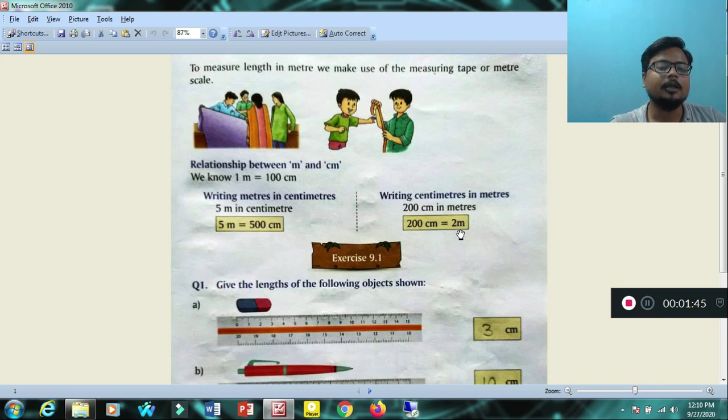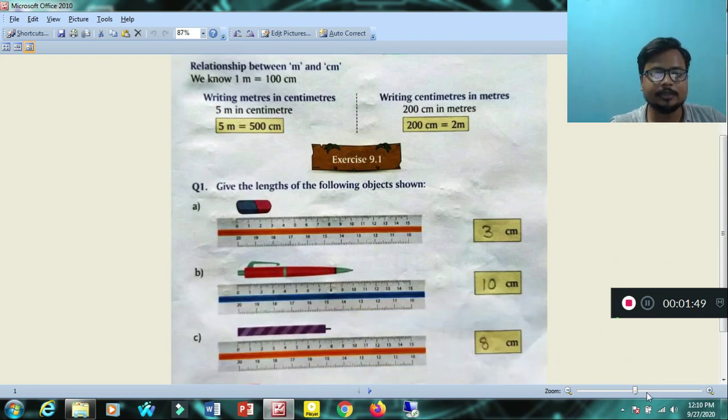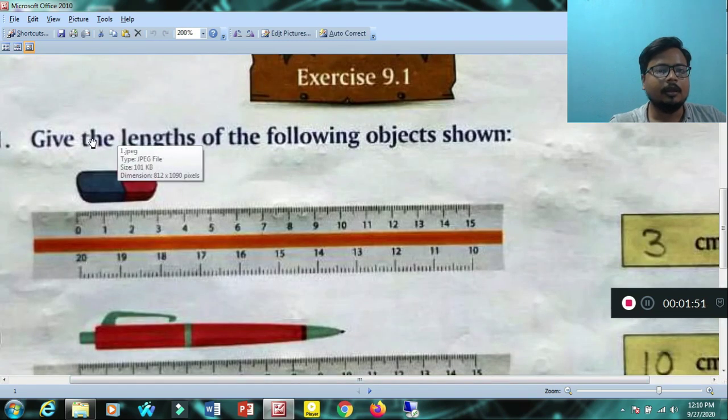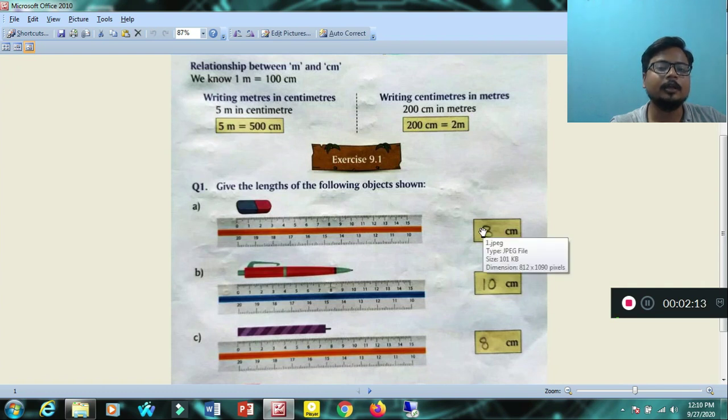Now start exercise 9.1. As you can see here clearly, the question is, give the lengths of the following objects shown. You have to measure the lengths of the objects shown. As you can see, this is an eraser, okay, and the length of the eraser is 0 to 3. So the length of the eraser will be 3 centimeter.